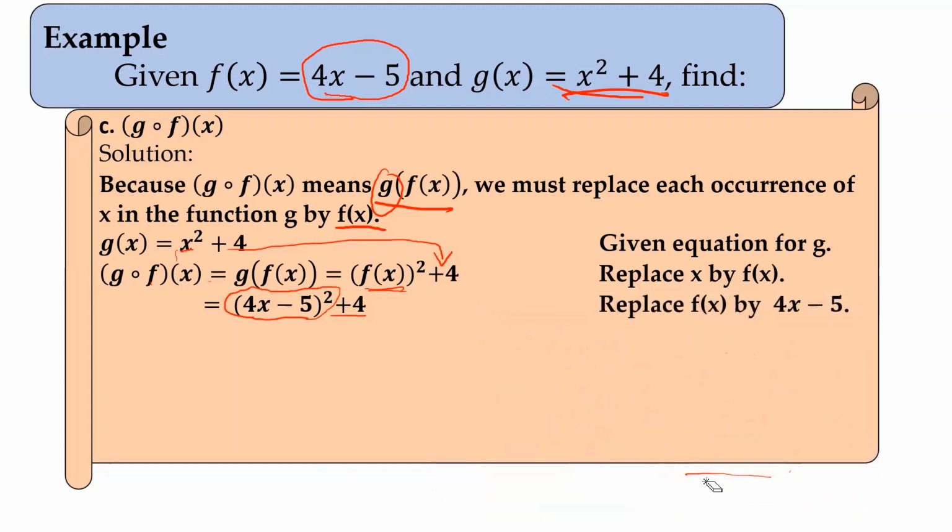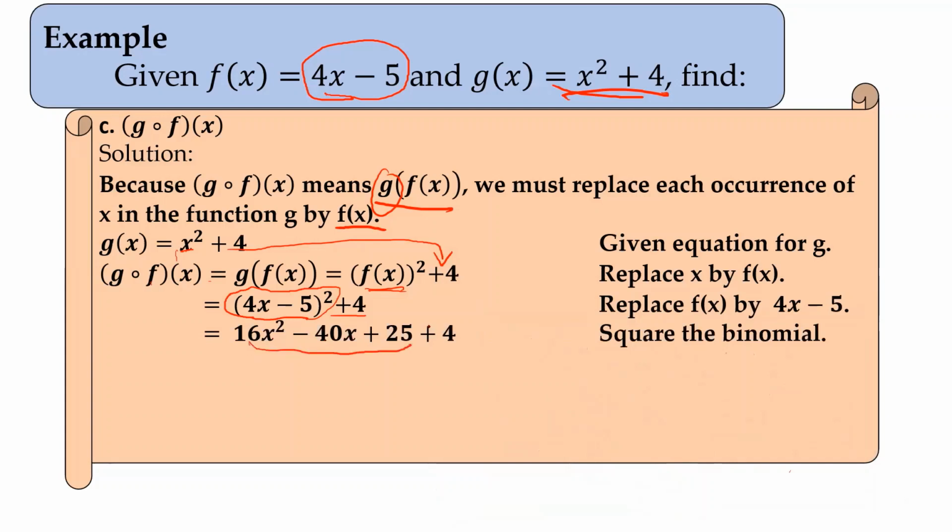All right, so we will write the answer. Yun yung 16x squared minus 40x plus 25. Then we still have plus 4, so bring down it here, plus 4. So the rule na ginamit kanina dito is square the binomial first. All right, next, we will proceed.